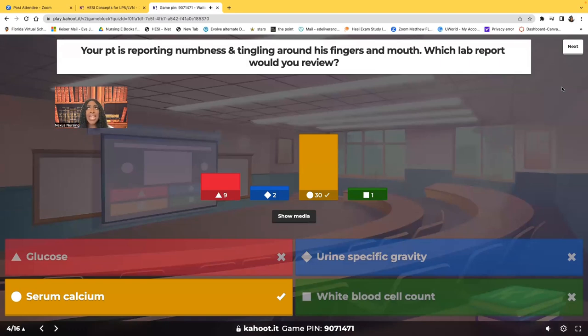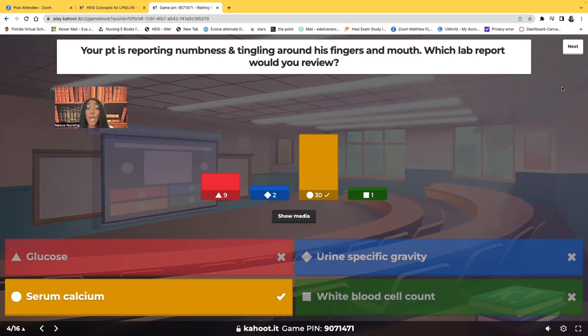Calcium. Nerve and muscle irritation, that numbness, that tingling, we're going to be concerned about calcium. Now, let's talk about it. Specifically, would we be concerned that the patient is hypercalcemic or hypocalcemic? Let me know in the live. What do you think? Is this a sign and symptom of hypercalcemia or hypocalcemia?